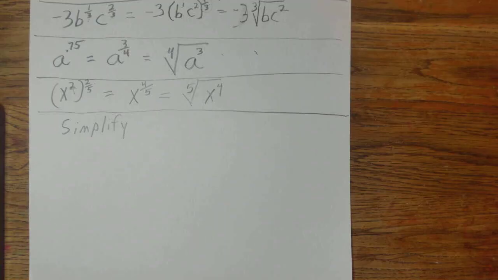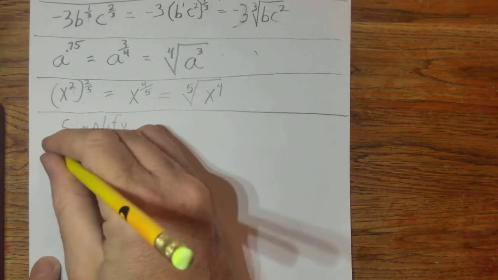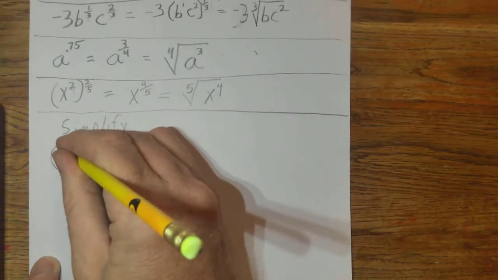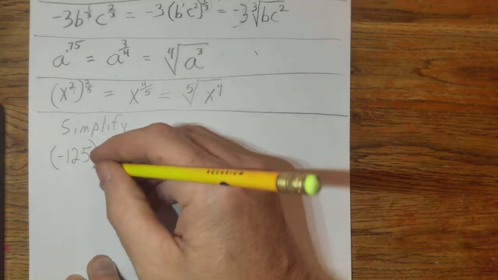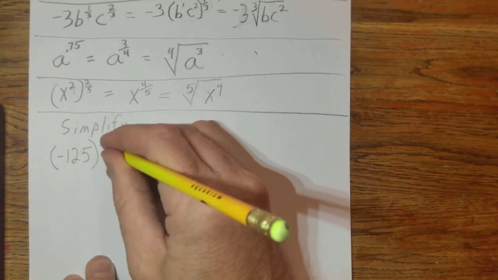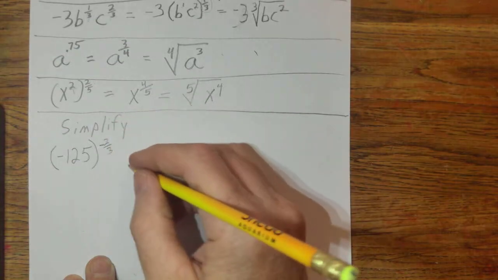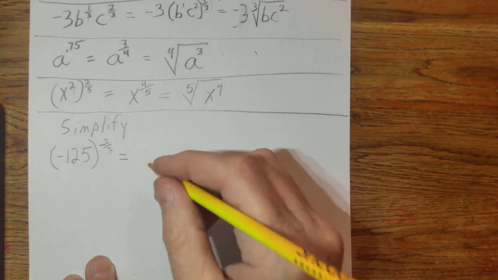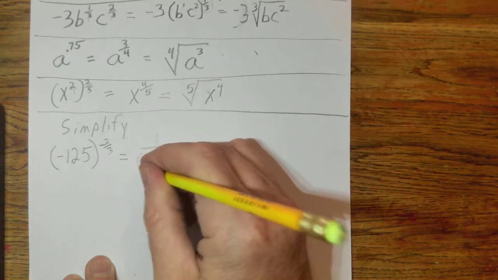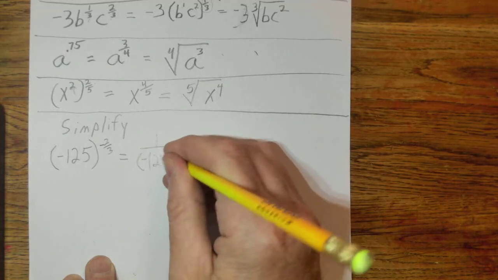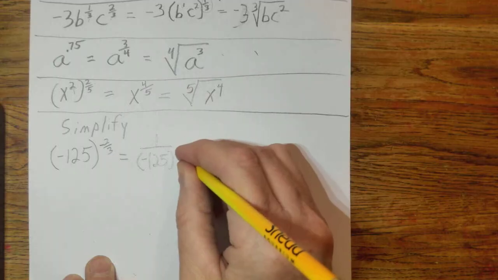Couple more. Now, if we're just given an expression to simplify, let's see what this answer will give us. Negative 125 to the negative 2/3 power. So that is 1 over negative 125 to the 2/3 power.